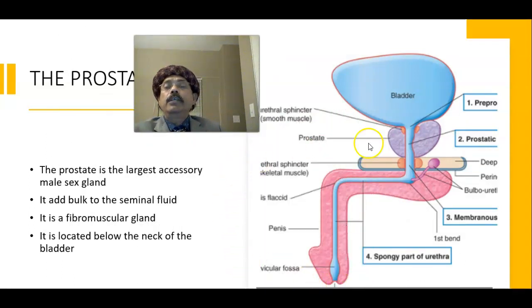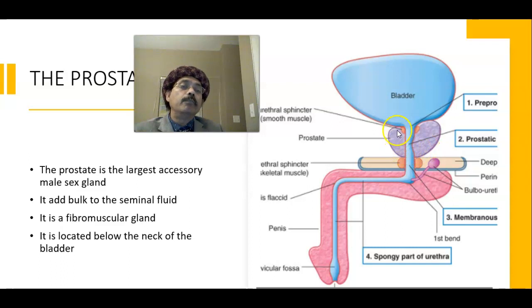The prostate is the largest accessory male sex gland. It adds bulk to the seminal fluid. It is a fibromuscular gland. It contains smooth muscle along with the tubuloacinar glands. This is the prostate gland.